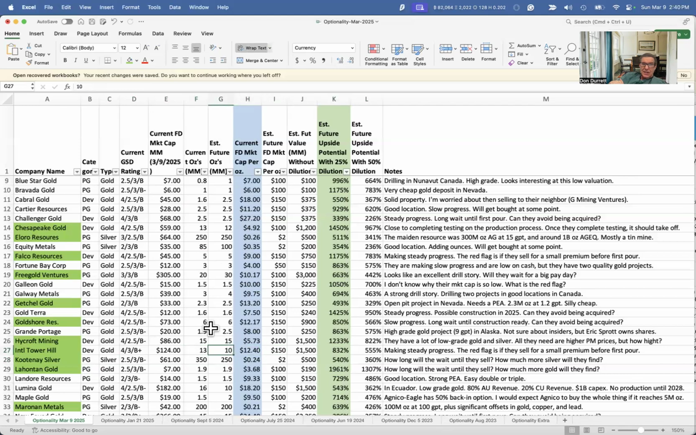So I like the insiders on International Tower. I like the size of the project. I like the location, kind of like everything about it.